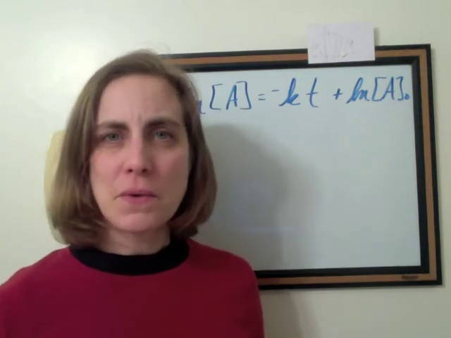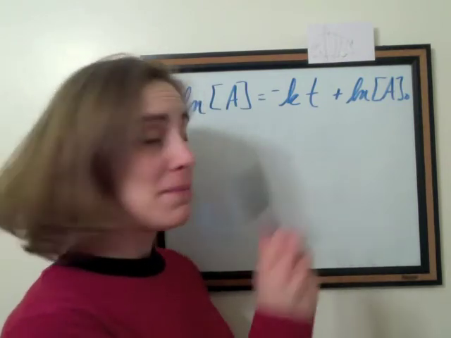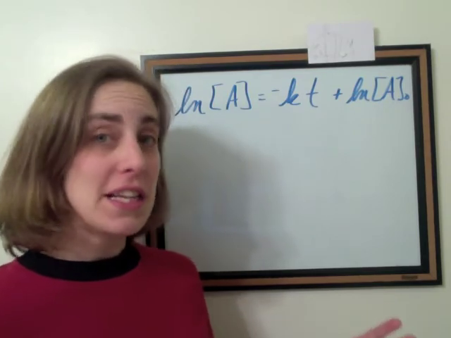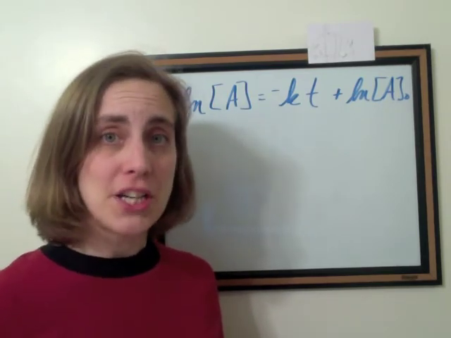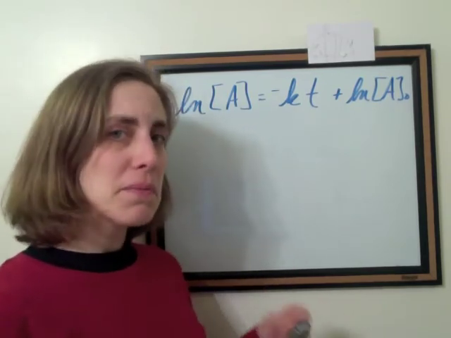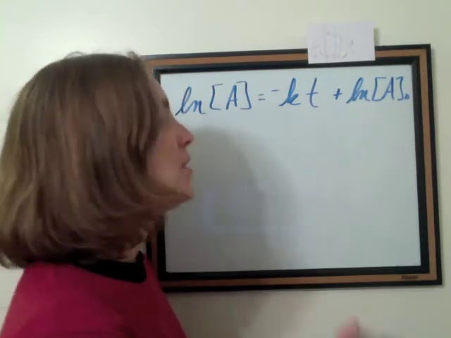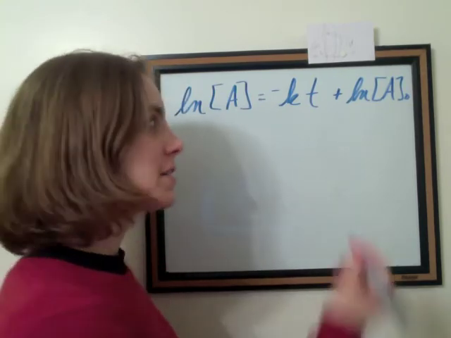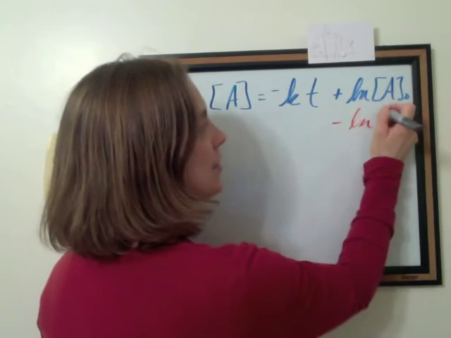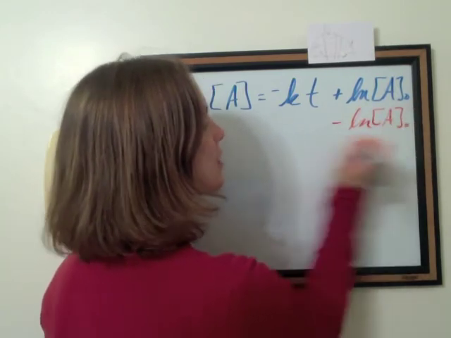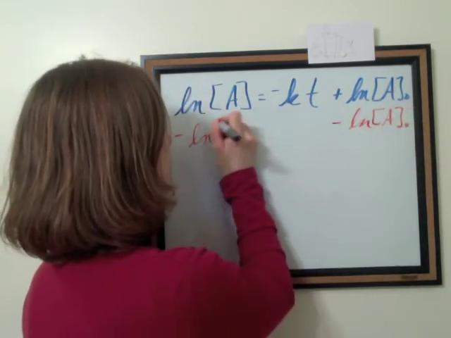So let's start with the first order reaction. Behind me here, you see I've written an integrated rate law for a first order reaction. I'm going to start by rearranging the equation a bit using my rule of logs. So I'm going to subtract the natural log of the original concentration from both sides.